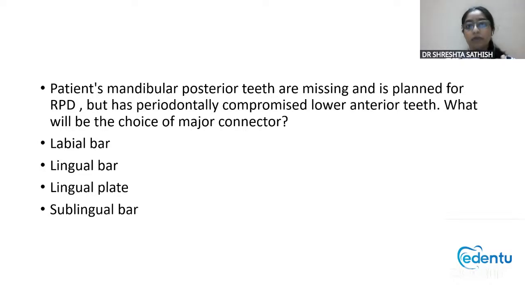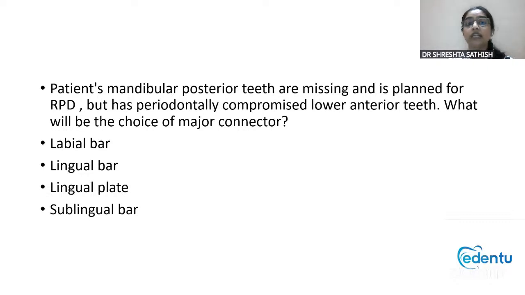Now, in a patient where the mandibular posterior teeth are missing and a removable partial denture is planned, but the lower anterior teeth are periodontally compromised, what will be the choice of major connector? The situation is posterior teeth missing in the mandible, RPD planned, but the anterior teeth periodontally compromised. Here, the choice of major connector is going to be a lingual plate, not a lingual bar or sublingual bar.